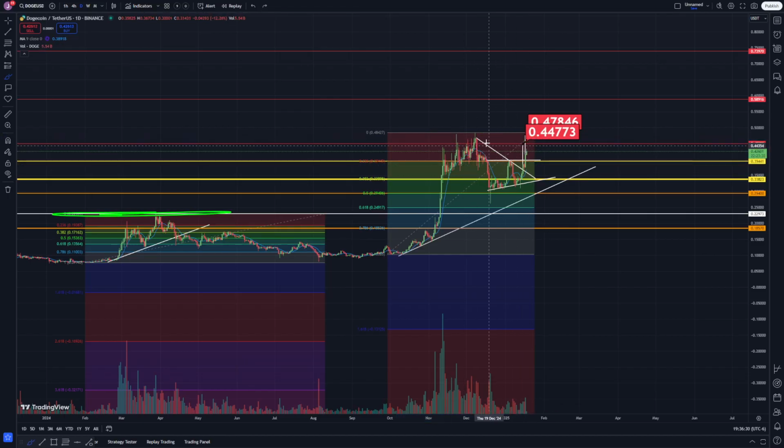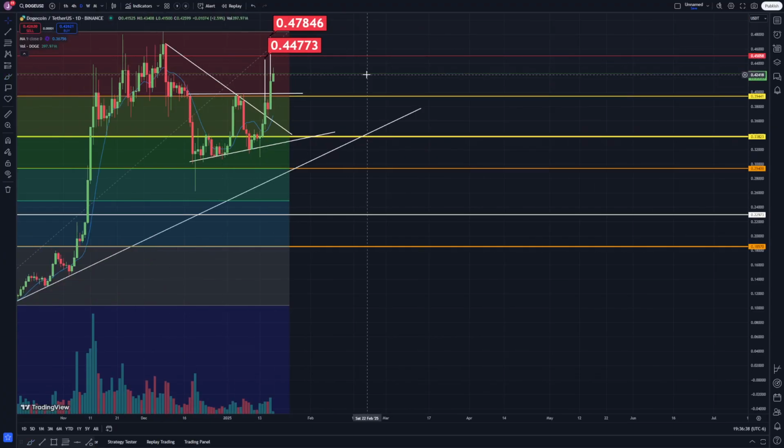It looks like we're breaking that downtrend, and then also this resistance right there. Let me go ahead and zoom in again.